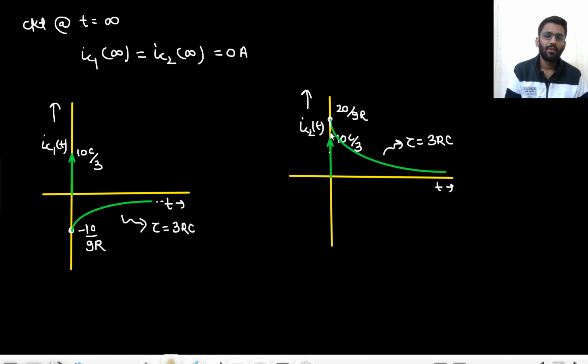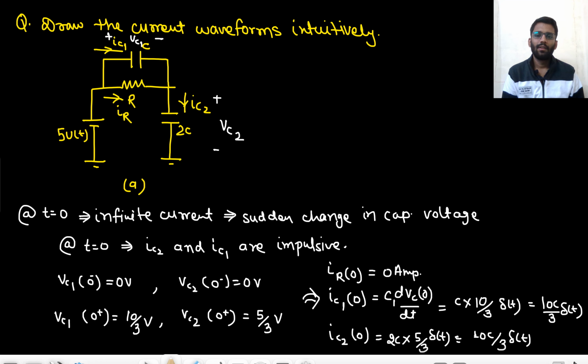Let me tell you again how we solved it. I saw the circuit and got to know that there is initially an impulse current, so I can find the value of the impulse current. How? I just see the change in voltage. The change in voltage is 10 by 3 volt, and for the second capacitor the change in voltage is 5 by 3. So from C dV by dt, I can find the impulse current. C is my C only, and the change in voltage is 10 by 3, so 10C by 3 delta T. This is my impulse current, and similarly for IC2 as well.